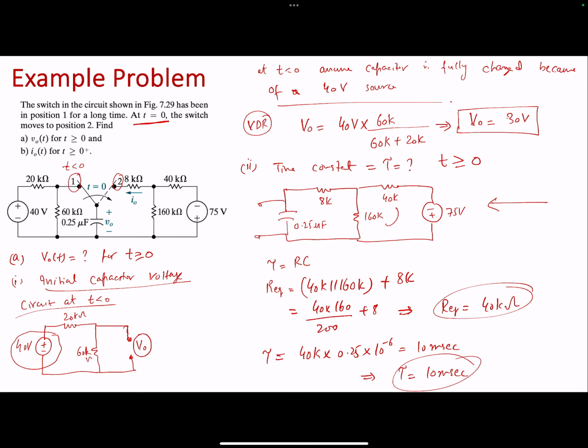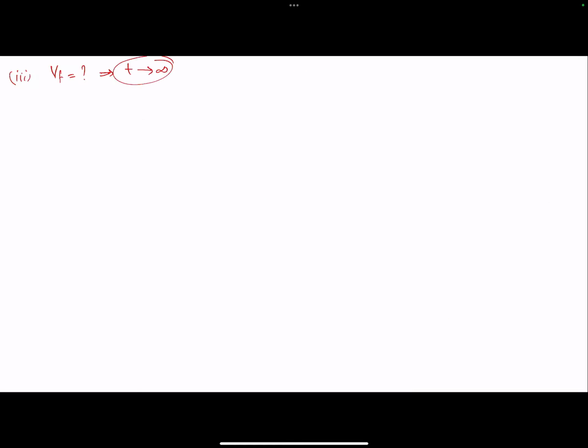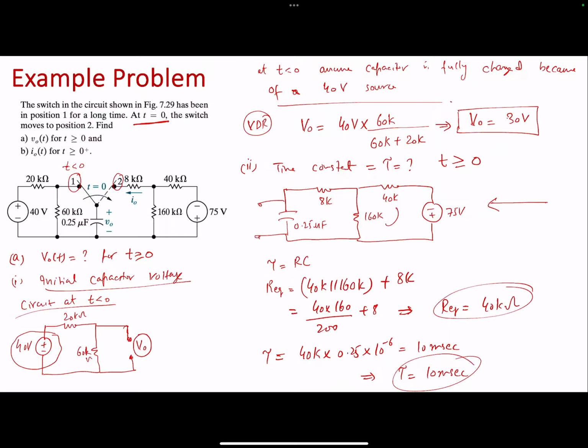Okay, so I'm going to redraw the circuit now. So I will get 8K, 160, 40K.